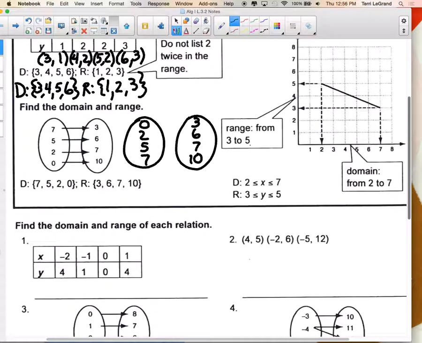What are the ordered pairs? Give me an ordered pair from this relation. Tessa? 2, 6. Oh, I don't think so. 2 goes with 7, it's mapped to 7, so that would be ordered pair 2, 7. The one that has 6 for a Y value is 5, it would be ordered pair 5, 6. So how many ordered pairs do we have? 4. 1, 2, 3, 4.